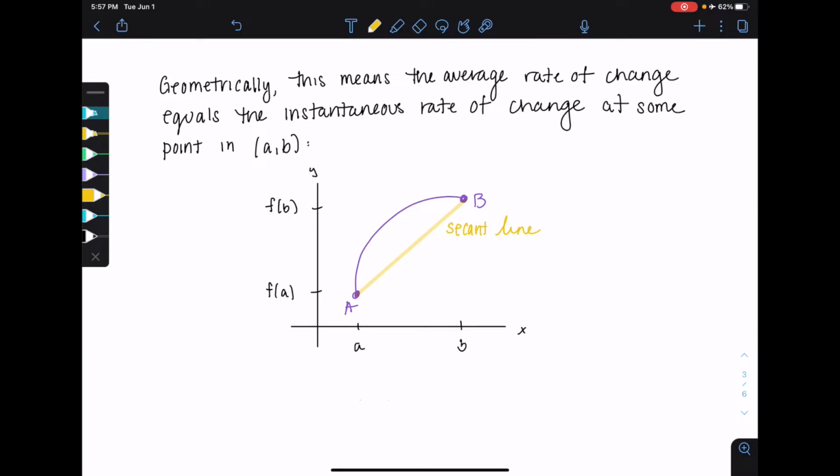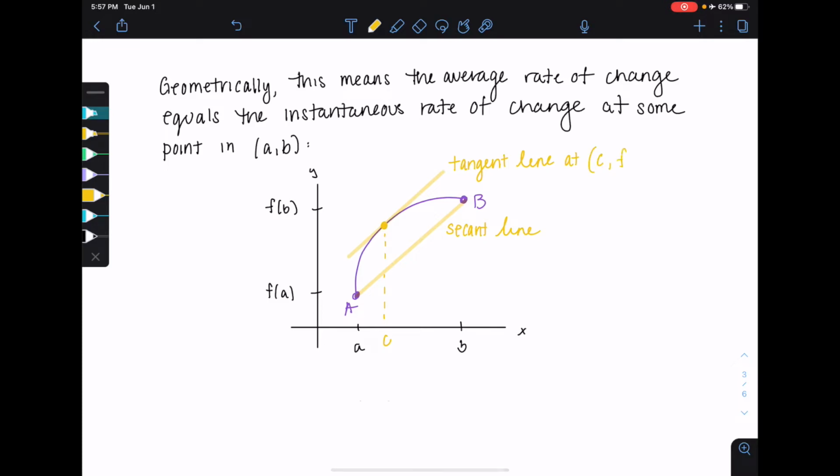So it's on average how much that function is changing from point A to point B. What mean value theorem is telling you is that there is some c value, which is an x value, between A and B, that if I take the tangent line at this point, it's going to have the exact same slope as that secant line. So these two are going to run parallel to each other. Okay? So this would be our tangent line at the point C, f of c. So my tangent line has the same slope as my secant line.